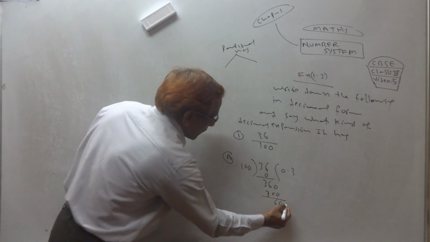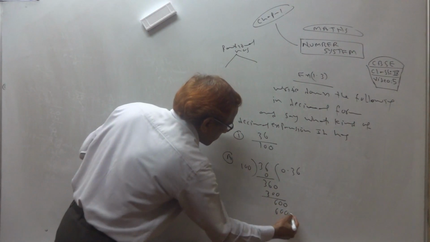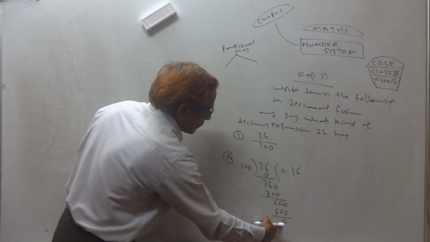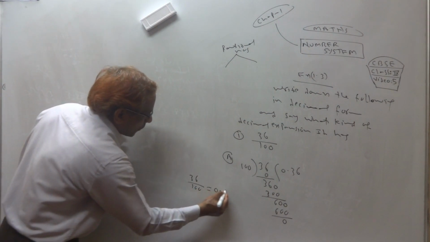60 left. Again you take 0. 10, you can take always. 100 sixes are 600. Finished. So what you got? 0. So what is the answer? 36 by 100 is equal to 0.36.